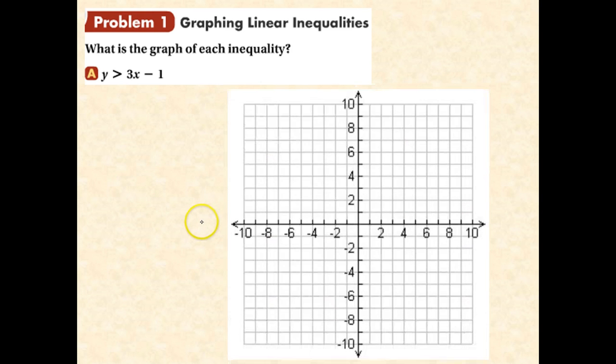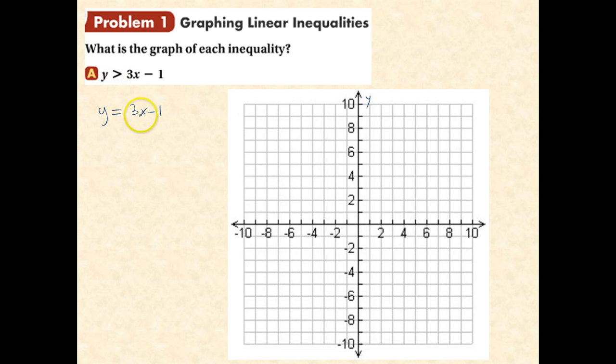So what's the graph of each inequality? Okay, so y is greater than 3x minus 1. So the boundary is the line y equals 3x minus 1. And since it's y greater than, that means, let's see, y measures up and down. This is the y-axis. So if y is greater than, that means our solutions are going to be above this line. Since it's just greater than and not greater than or equal to, we're going to make a dashed line.